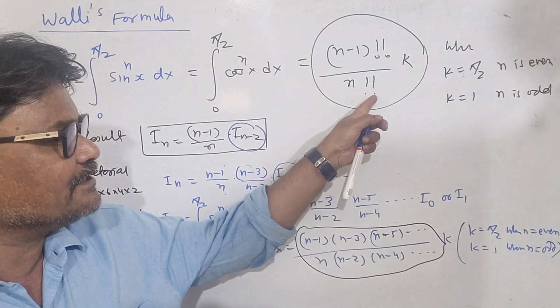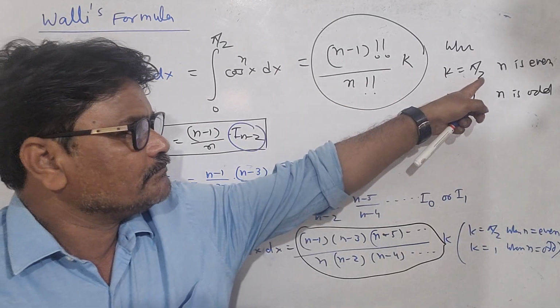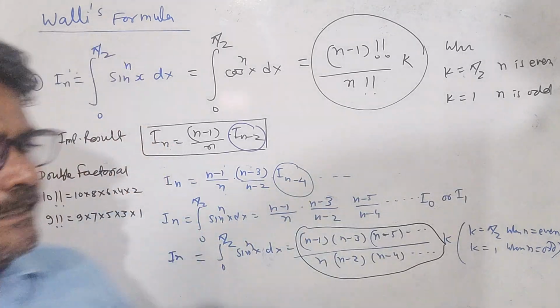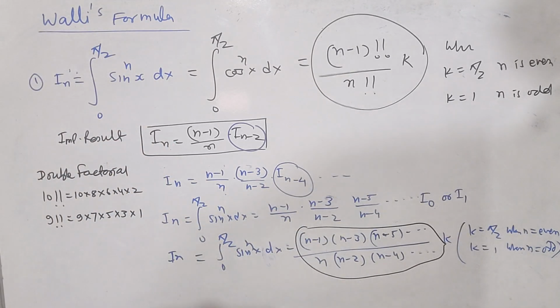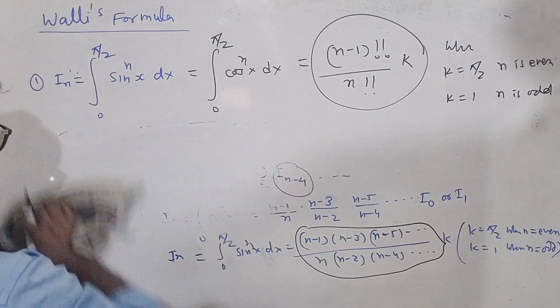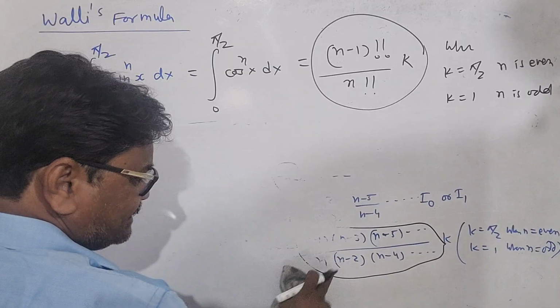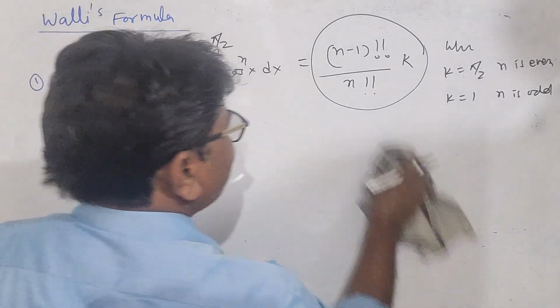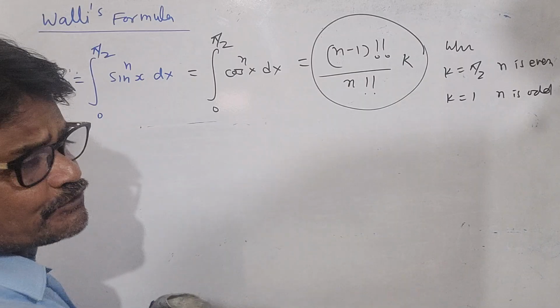Here n double factorial into k. K equal to pi by 2 when n is even, k equal to 1 when n is odd. I think that now easily we can apply this formula. We can remember this formula. This way it is difficult to remember, but this is very easy to remember, provided you should know how to write down the double factorial.